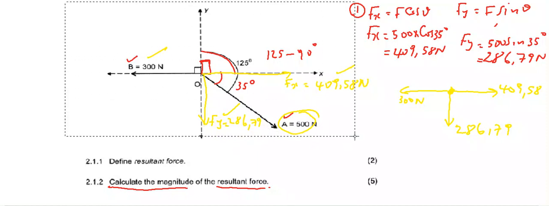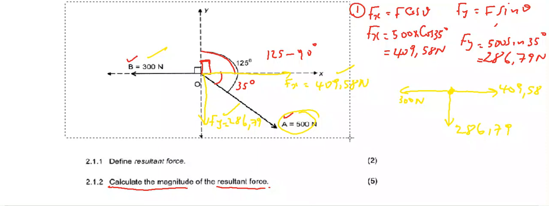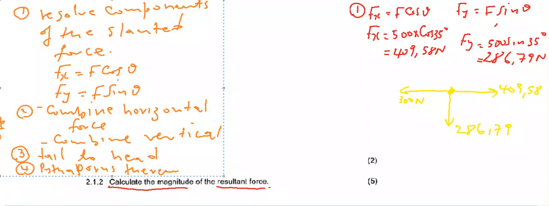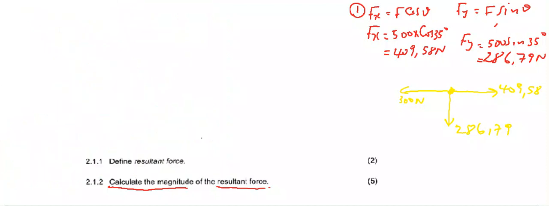Sishiyeke nalena ke ngoku i-diagram intsha. We are done with this one. Nansi i-diagram yethu. Step number 2. Step number 2 ebesithini kanene? Step number 2 ebesithi combine horizontal and vertical.